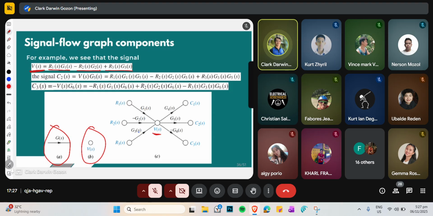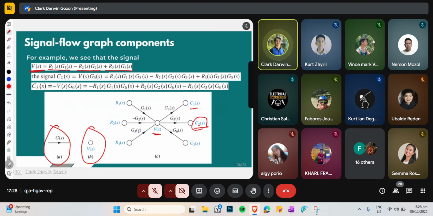Then iya rin i-distribute into 3 pagka-signals. Then we have C1 is equal to... in this example, wala na ipagawa si C1. Si C2 na lang diretsyo, no? C2 is equal to VS times G5, which is kanang nasa ibabaw kung nakakita ninyo.